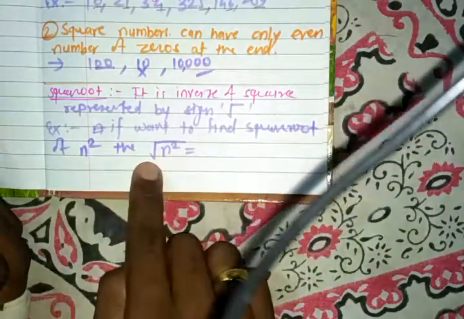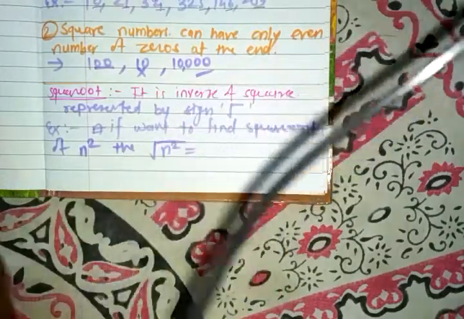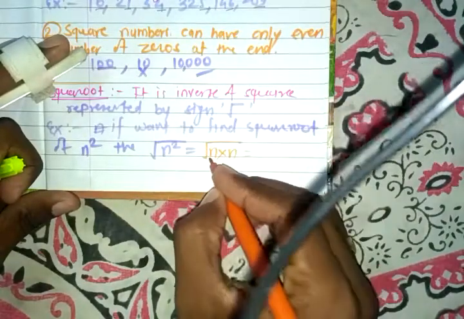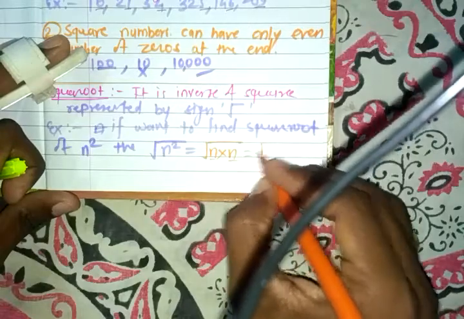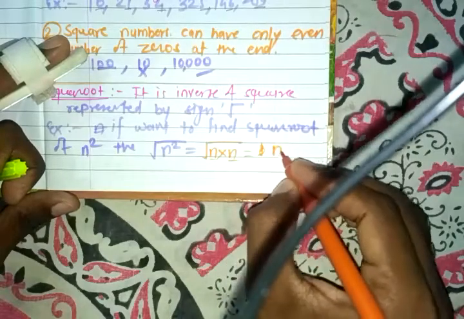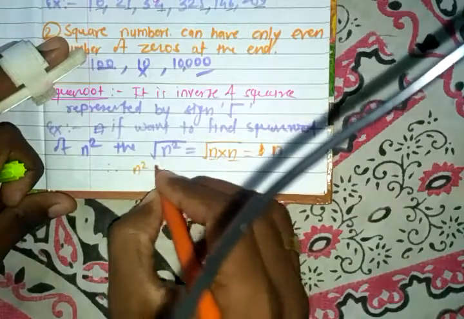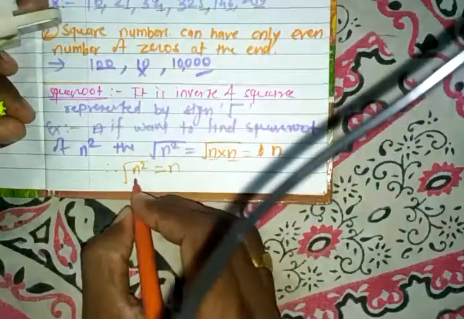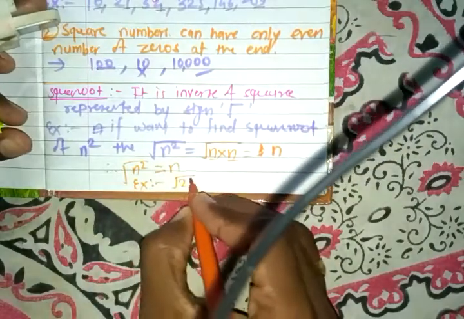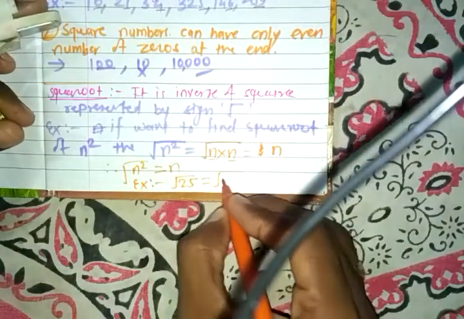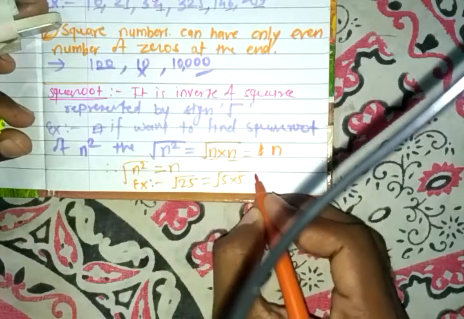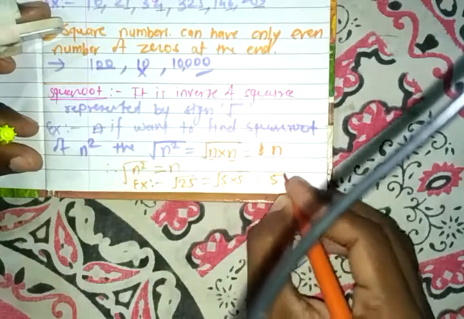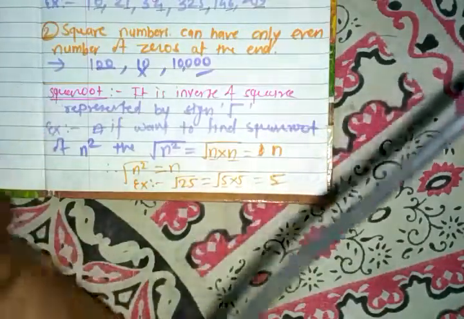Suppose we want to find the square root of n square. I take it in the square root sign, and then I write n into n. So n is repeating 2 times, an even number of times, so I take n outside the square root, and therefore we can say that the square root of n square is n, right? Likewise, suppose I want to find the square root of 25, so I will take 5 into 5. I should know the factors of 25, and the square root is 5. In this way we can understand what you mean by square root.